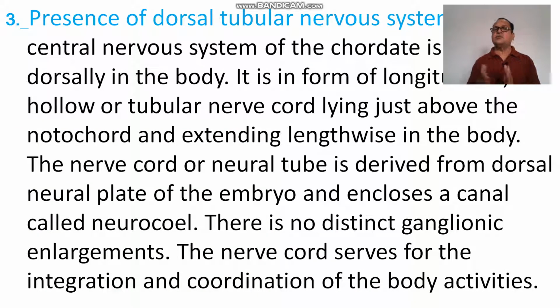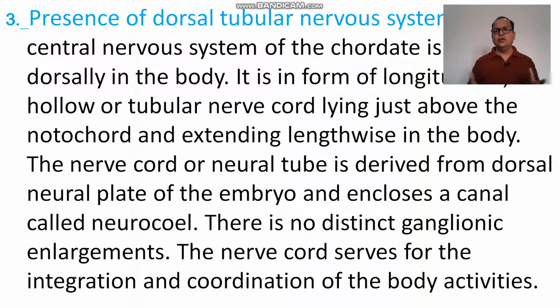Nervous system is also present in non-chordates, but not dorsal and tubular. In chordates, it is dorsal and tubular. Tubular means canaliform, in the form of a hollow canal. The central nervous system of the chordate is dorsally situated in the body. It is in the form of a longitudinal, hollow and tubular nerve cord lying just above the notochord, extending lengthwise in the body from anterior to posterior end.